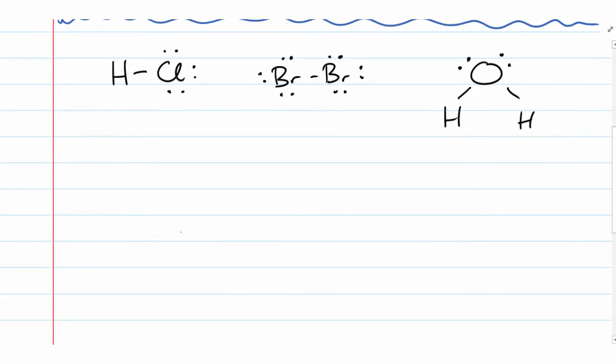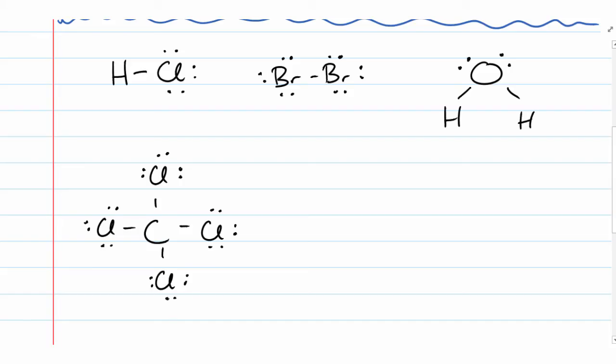Then we have carbon tetrachloride. For carbon tetrachloride, we put the carbon in the center, then surrounded by the chlorine atoms. And then we put in the dots around each of these chlorines. And let's see, what else do we have? We have nitrogen trichloride.